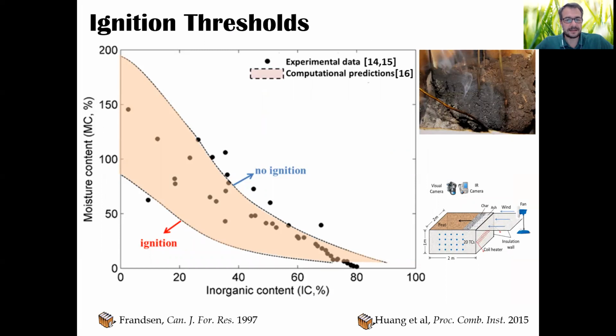If we try to understand what makes smoldering ignite, and what the conditions or types of soils are that will not ignite, we have this important work. It was initiated by Franzen in Canada in 1997. We adore Franzen. He's definitely one of the founding fathers of smoldering combustion.